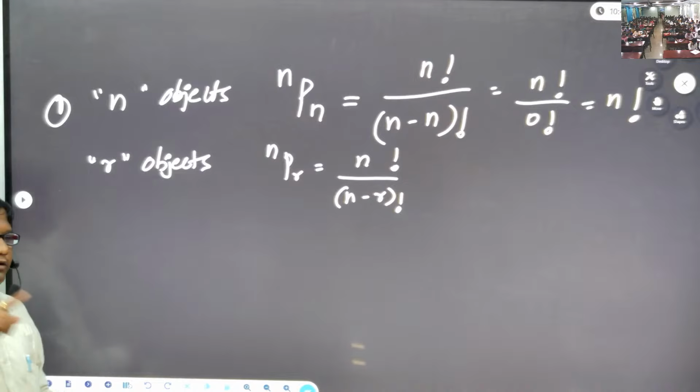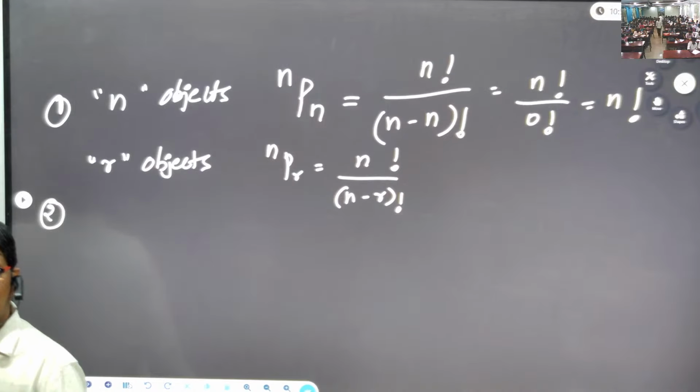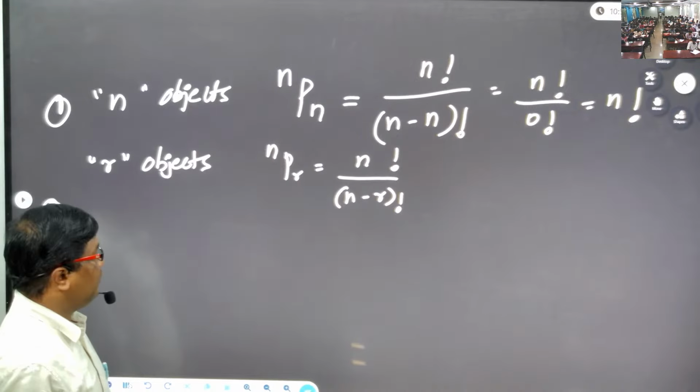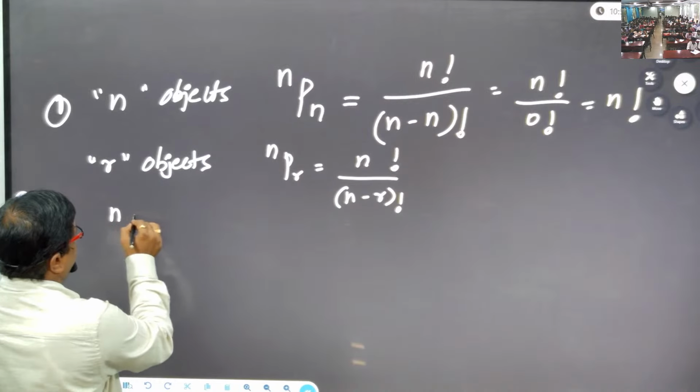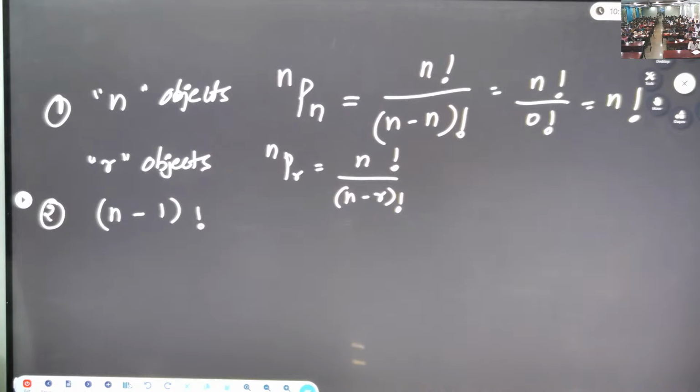Then the second part. Number of permutations that can be done while arranging n objects in circular order is equal to (n minus 1) factorial. (n minus 1) factorial. That is the second.